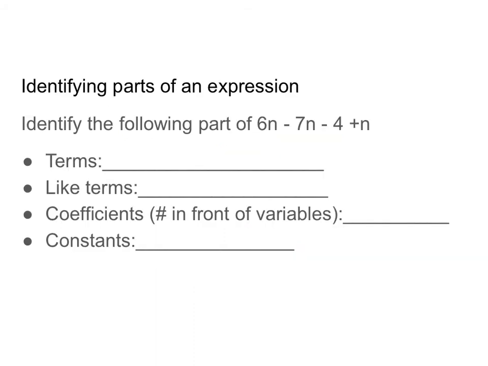So let's go ahead and identify these parts of the expression. So first is the terms. Each one of these is a term. So I'm going to box them. So I have 6n, negative 7n, negative 4, and then n. My like terms, let's go ahead and choose a different color. So I have 6n and negative 7n, and I have an n. So these are my like terms, 6n, negative 7n, and n, because they all have the same variable, n.